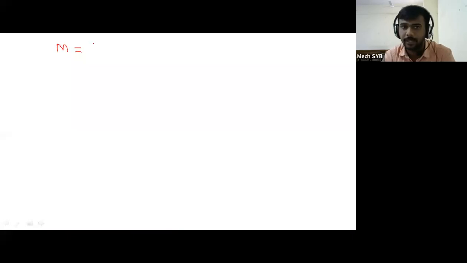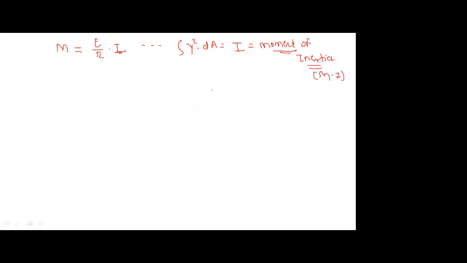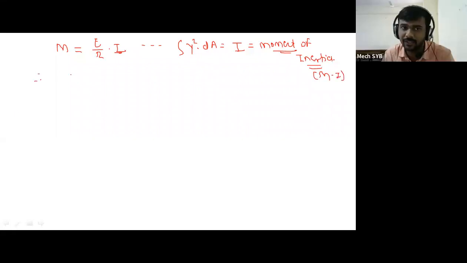So integration of dM, capital M, is E upon R into I, because integration of y square into dA is equal to I, which is the moment of inertia. Therefore M is equal to E upon R into capital I. Capital I ला आपण काय म्हणतो? Moment of inertia. Therefore what I will do, I will rearrange the terms.